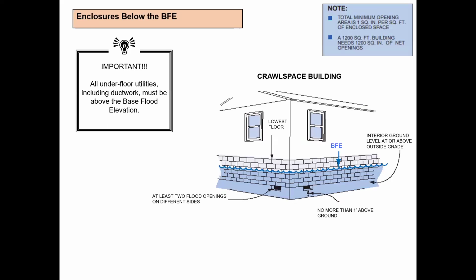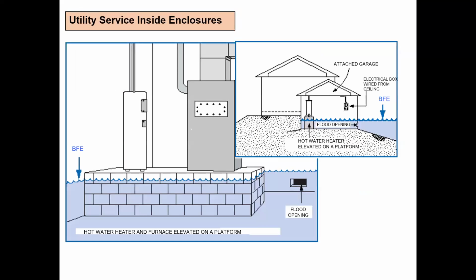Again, another crawl space diagram. So the floor of the crawl space is at or above the outside grade. Otherwise, it could be considered a basement, which would be a violation. You need at least 2 flood openings on different sides, no more than 1 foot above ground. And then you have your lowest living floor above that, again, at least 1 foot above the base flood elevation.